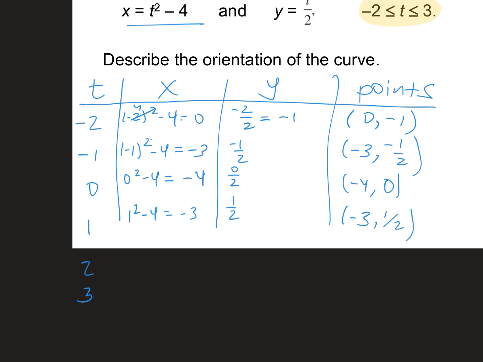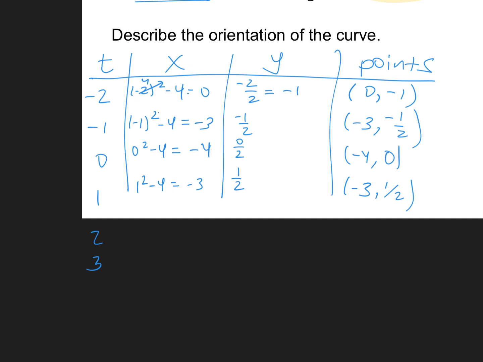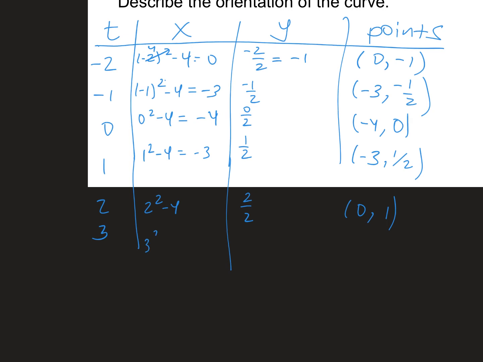Good. Now I'm going to evaluate with 2. Correct. 2 squared minus 4. So 4 minus 4 is 0. And then I'm going to plug in +2. So 2 over 2 is +1. Good. Now we're going to evaluate with 3. 3 squared minus 4. 3 squared is 9. And 9 minus 4 is 5, so my point is (5, 3/2).